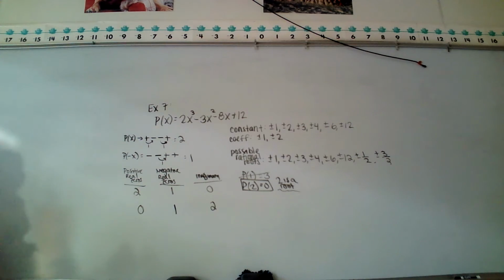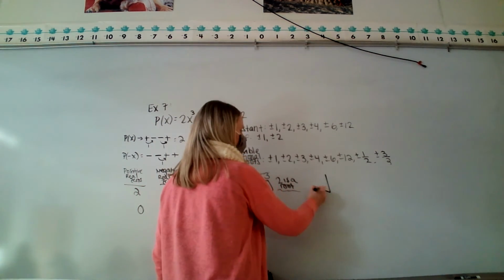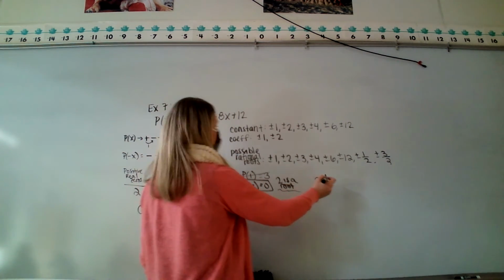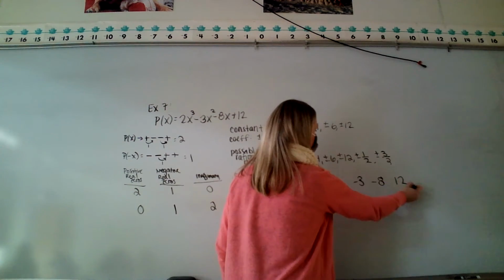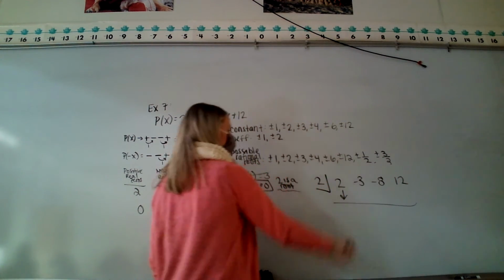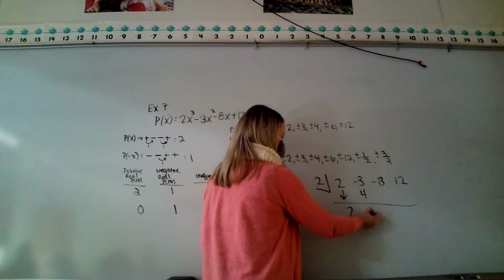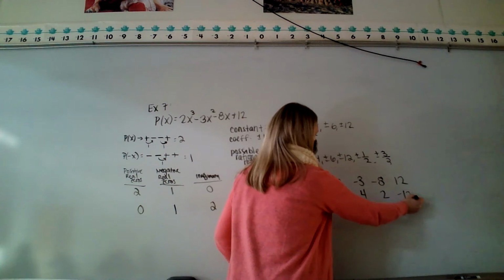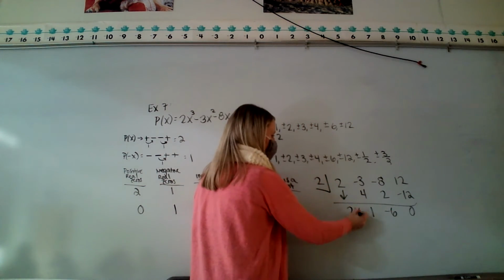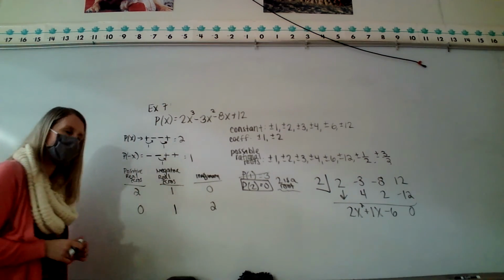So now we can do synthetic division. Our favorites. We can divide by 2. And we have the coefficients 2, -3, -8, and 12. Cha-cha. And this is why I like synthetic division, because it is so quick. And then I have a nice trinomial that I can factor.